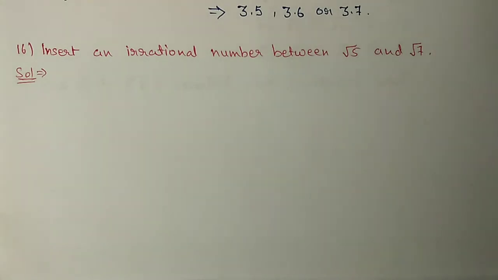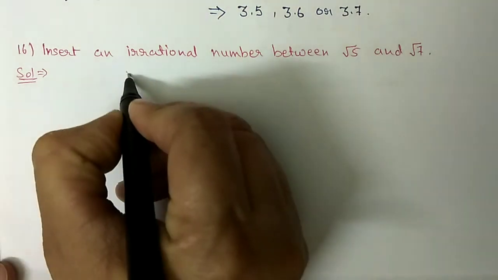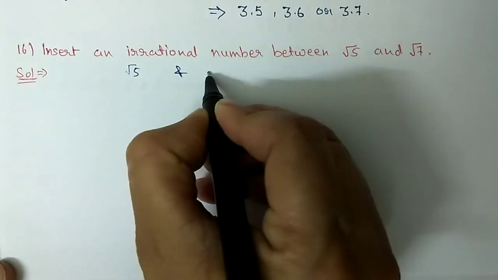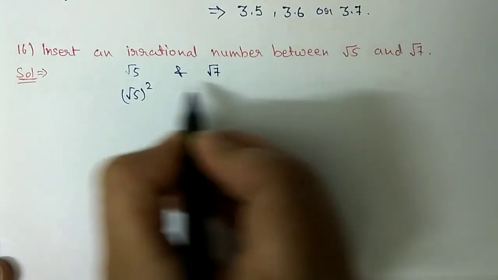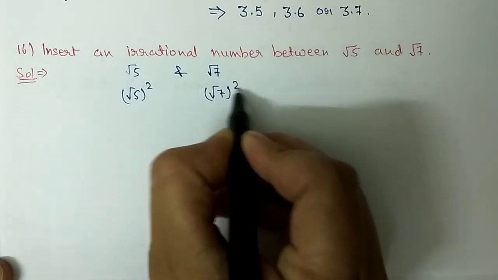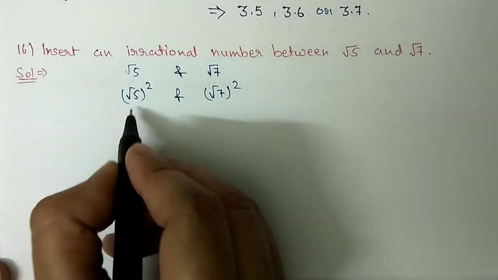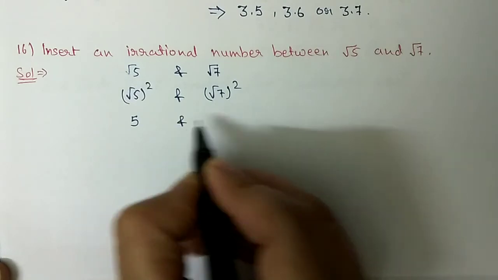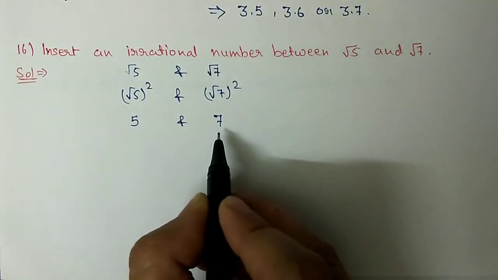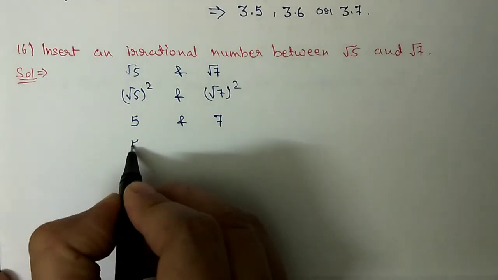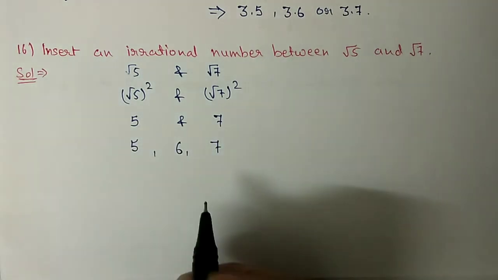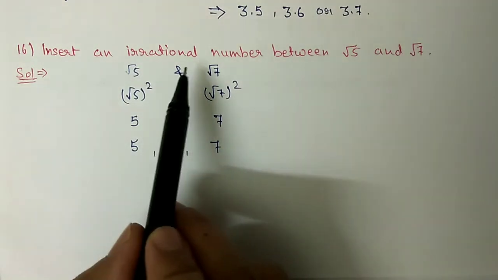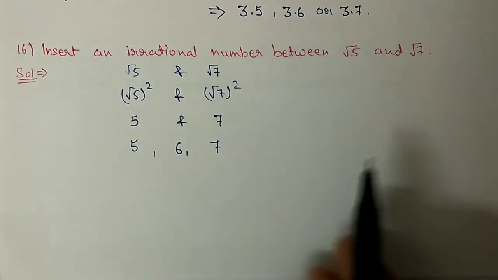Next, question number 16, insert an irrational number between root 5 and root 7. So first of all, root 5 and root 7 we will change into square numbers. We will do the squaring of these two numbers. After squaring, root 5 will become 5 and this number will become 7. Between 5 and 7 we have 6. So root 6 is an irrational number which lies between root 5 and root 7.